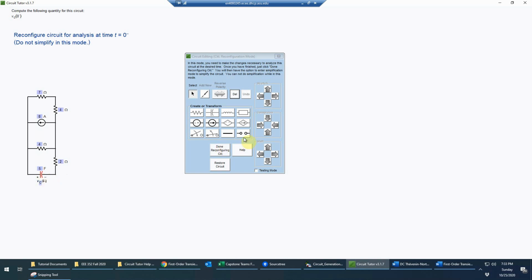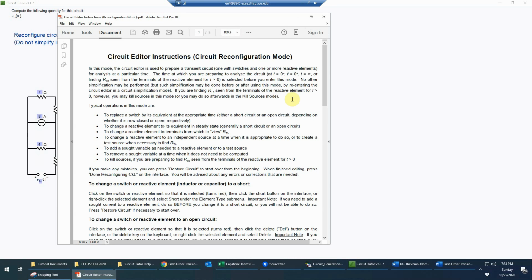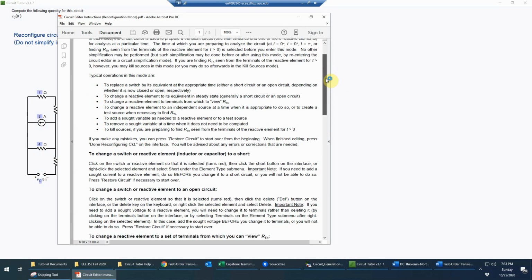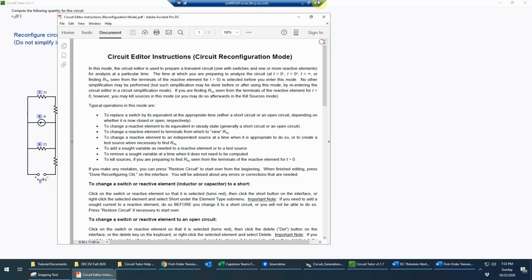And we want to change it to these terminals so we can preserve that sought variable that we need to find. So I'm just going to click on this terminal key here, and that basically just changes that, and that's all we need to do in the reconfiguration mode. If you do need help with that mode, there is a help button here which will show you basically instructions on what to do in the reconfiguration mode if you forget anything about that.